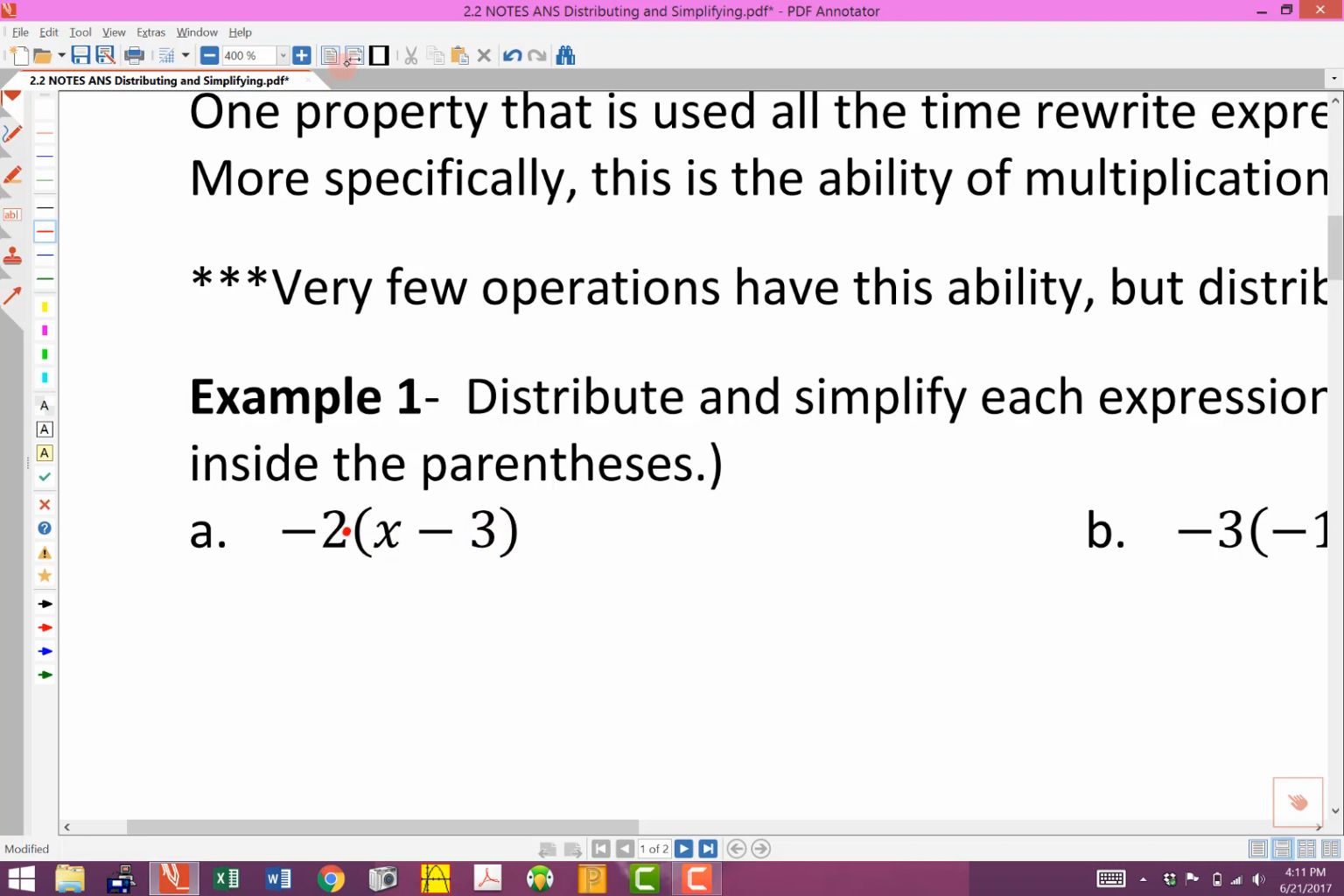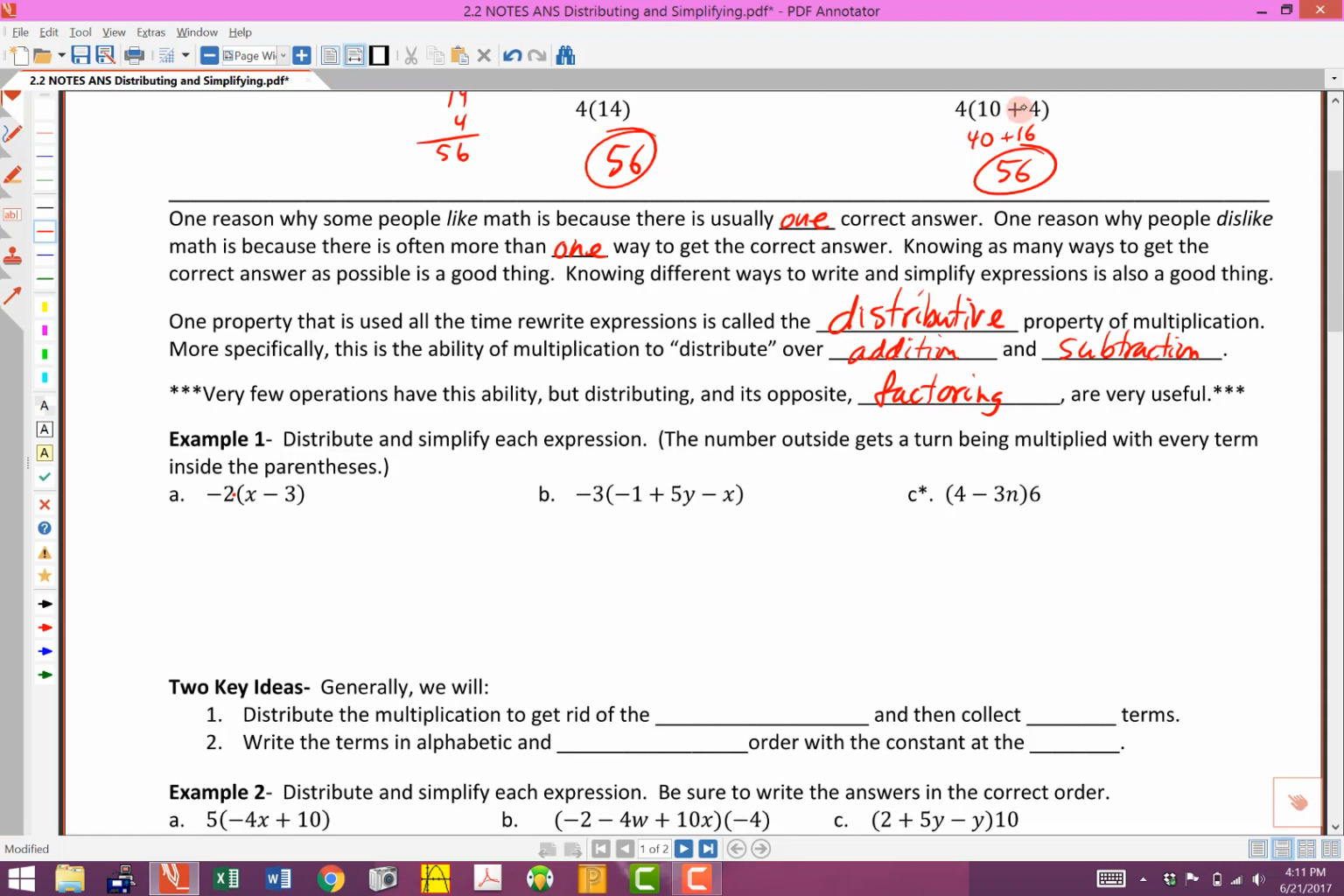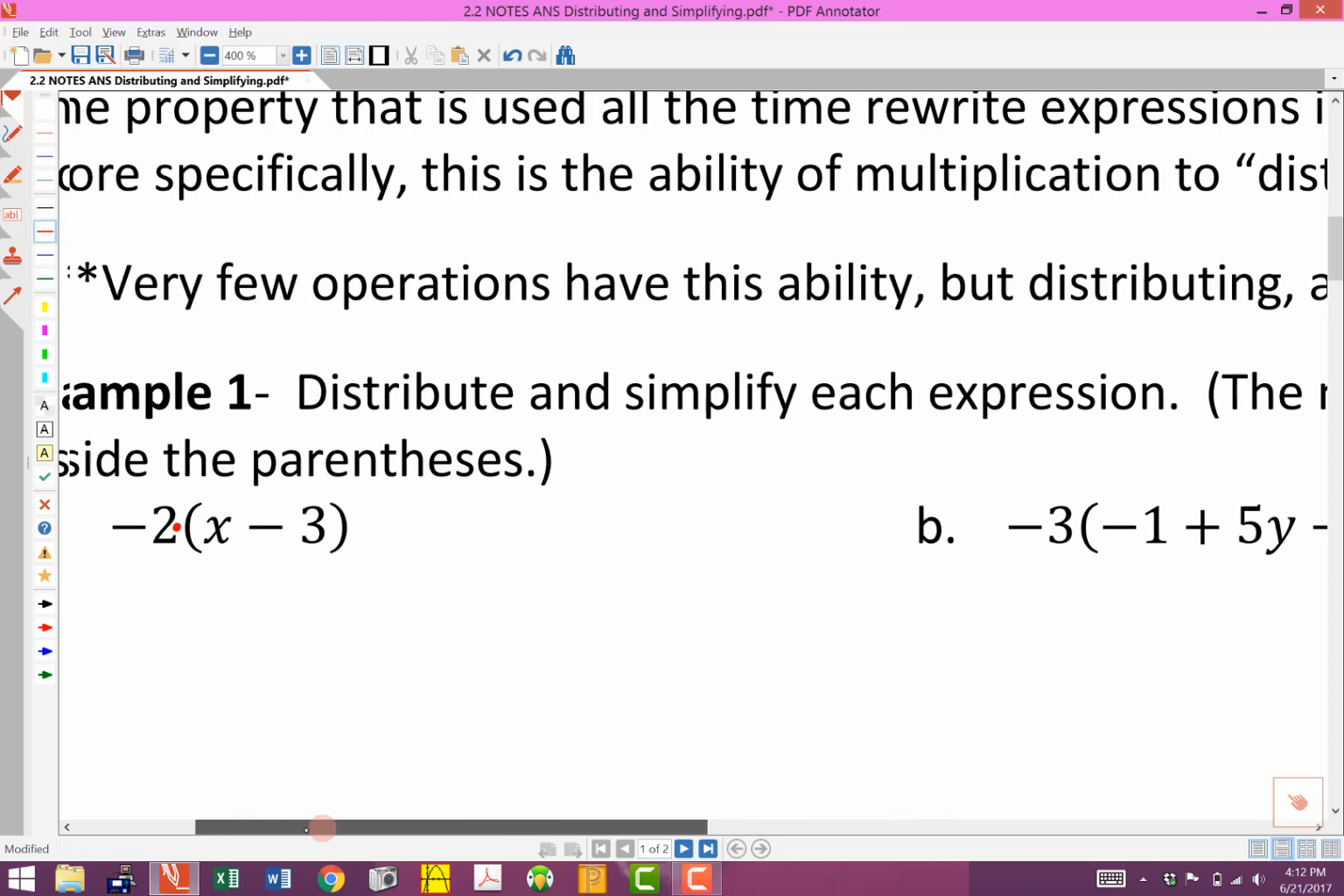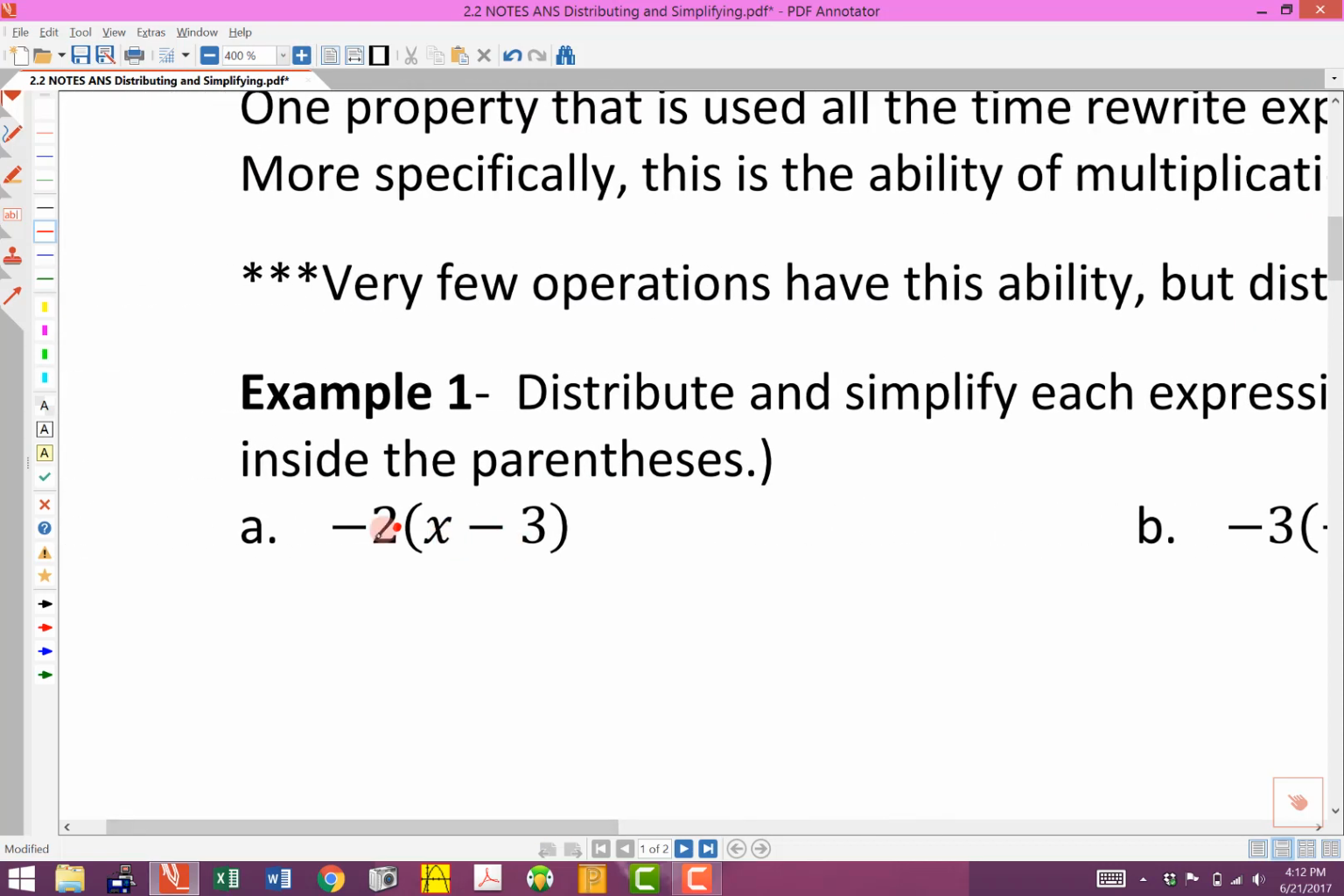Now, like the problem up above, we could have added those together and then it becomes this problem right here. But you can't add those together because they're not like terms. So in order to do this problem, we're going to take this multiplication and distribute it through the parentheses. We're going to distribute it over that subtraction operation right there.